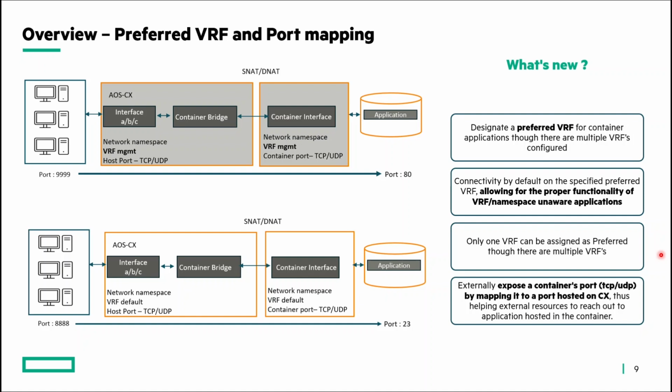However, we have to note that only one VRF can be assigned as preferred, though there are multiple VRFs. So here, for example, I have VRF management, I have VRF default. I have highlighted this to show that I have assigned VRF management as my preferred VRF. And when you expose a container port by mapping it to a port hosted on CX, it can be either a TCP port or a UDP port.